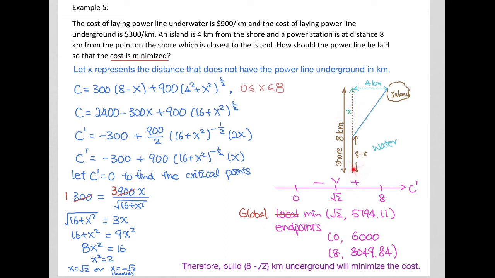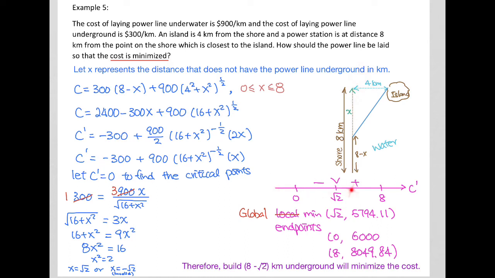After we have the equation and the domain, we are ready to differentiate. After you differentiate, let C prime be 0 to find the critical points. Usually when I see a negative exponent, I move it into the denominator and square both sides to get rid of the square root. You will find x squared equals 2. After that, we take the square root, but you have to include a positive sign and a negative sign. The negative square root of 2 will be invalid, because that means you're building on the other side. We don't worry about the other side because our domain is between 0 and 8.